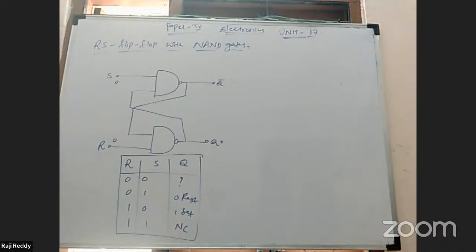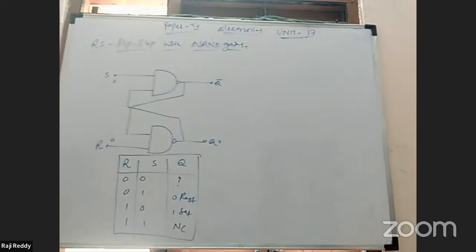Next one, clocked RS flip-flop. Clocked RS flip-flop means at every intermediate stage we have to give an input clock. Every intermediate stage we have to give input clock, then the output value can change. In that condition we can observe the output values. That is called the clocked RS flip-flop.